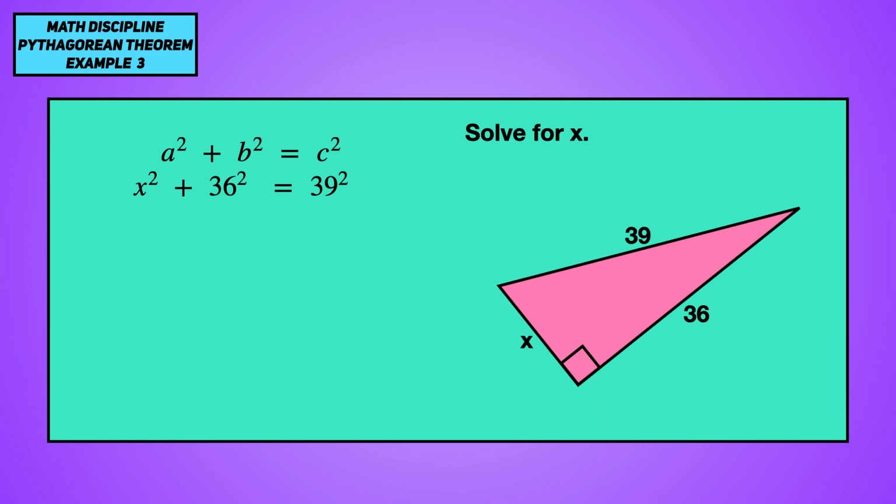Following the order of operations, we first simplify our equations by doing the exponents first. 36 to the second power is 1,296. 39 to the second power is 1,521.